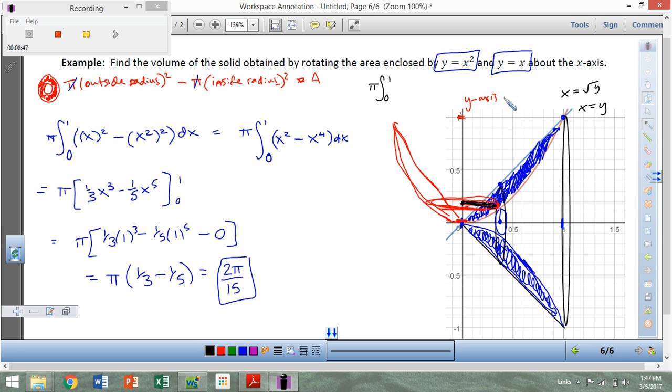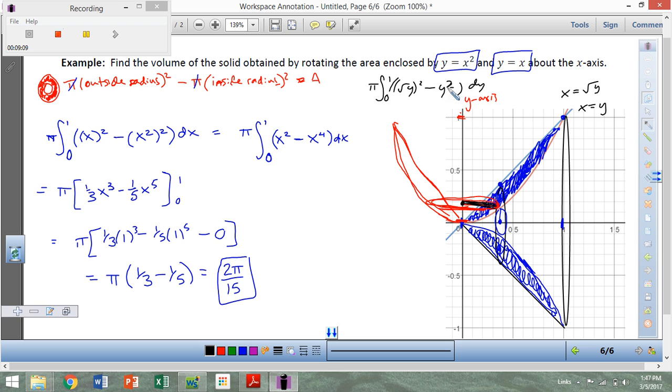And then my integral, if I were to set that up, I would still have pi, I would still go from 0 to 1, but if I'm slicing this way, just like with the disk method, if you slice it this way, it needs to be in terms of y. Same thing with the washer method. So my outside radius, I said, was x squared, but I want to think of that as the square root of y squared minus y squared, and that's going to be dy.